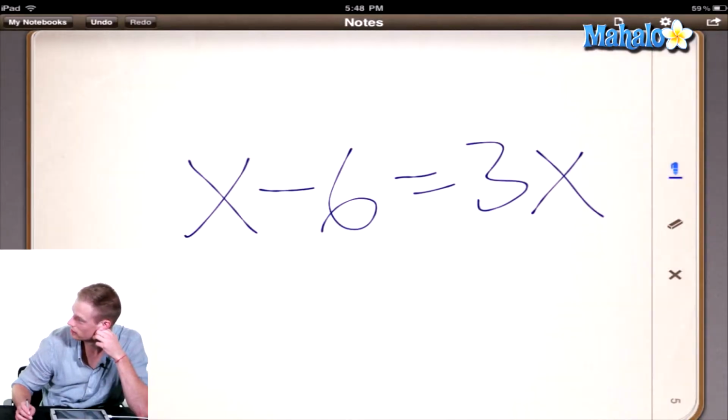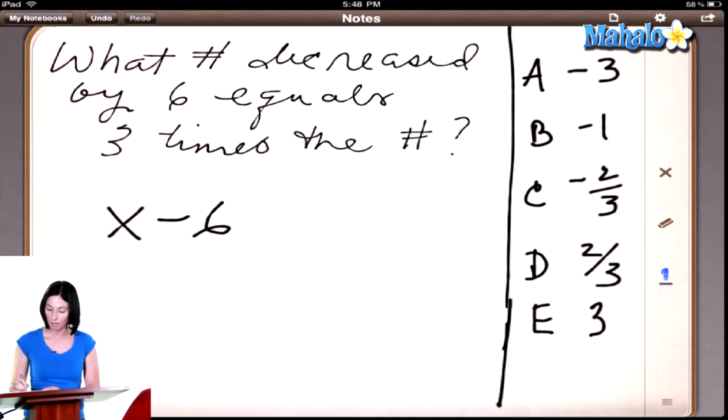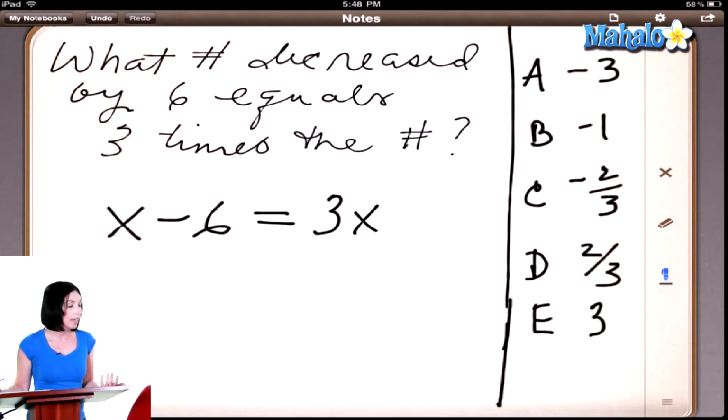If you wanted to decrease 10 by 6, what would you be doing? Do you know, Trevor? You would minus 6 from the variable. Yeah, so it says what number decreased by 6? Well, decreased by 6 just means what number minus 6 equals 3 times the number. So what do I get then on the other side of the equation? 3 times what? X, the number we don't know. So we can take that sentence, what number decreased by 6 equals 3 times the number, and turn it into an equation. Then you have the equation x minus 6 equals 3x.